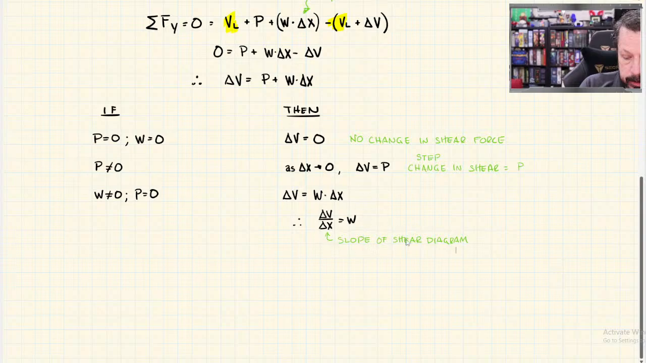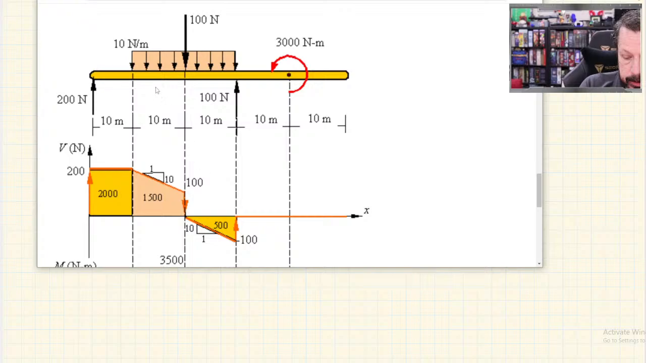And so it says that the slope of the shear diagram equals whatever that thing is. In fact, in their example here, you can see their slope is 10 over 1, rise over run, right? And you can see that their distributed load value is 10 newtons per meter. So the slope of that line is going to be directly related to the magnitude, it's not really a magnitude, but the value of the distributed load.